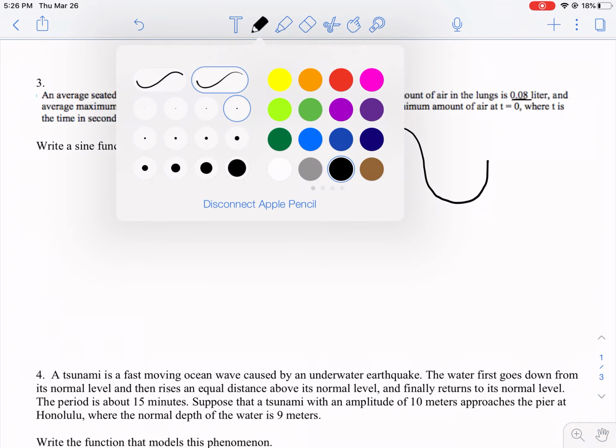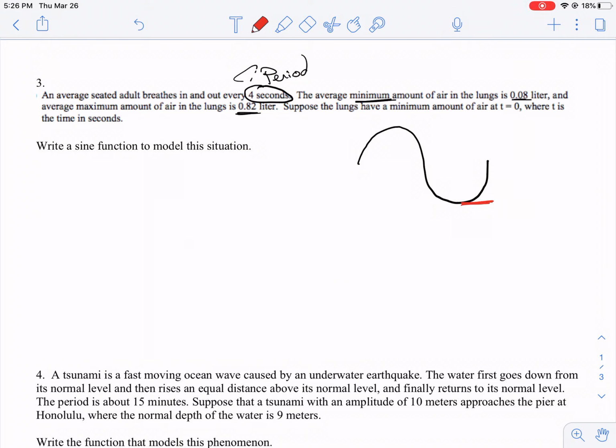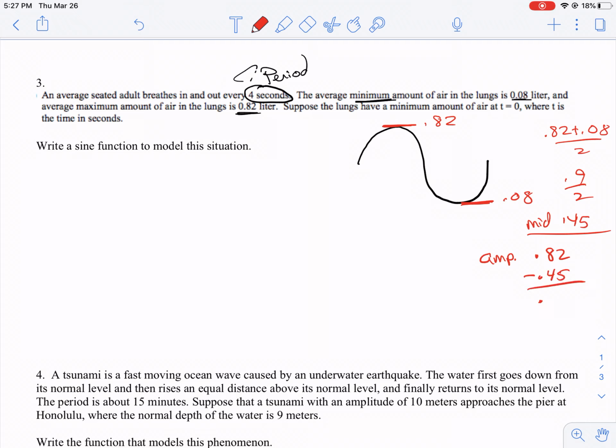Now, it said the minimum amount of air in the lungs is 0.08 liters. The maximum is 0.82 liters. So from that, I need to find my midline, which is the average of the two. 0.82 plus 0.08 divided by 2. 0.9 divided by 2 is 0.45. So my midline is 0.45. Amplitude then is how high above the midline I go. So if I take 0.82 and subtract the 0.45, then my amplitude is 0.37.